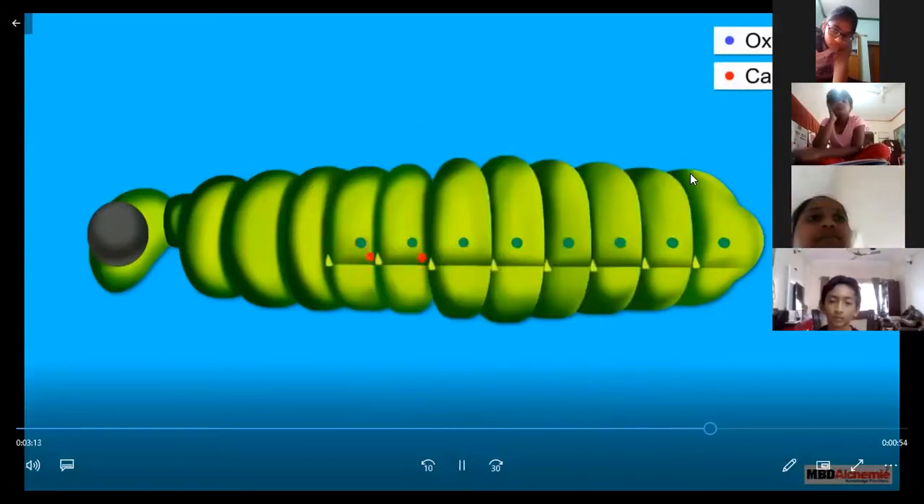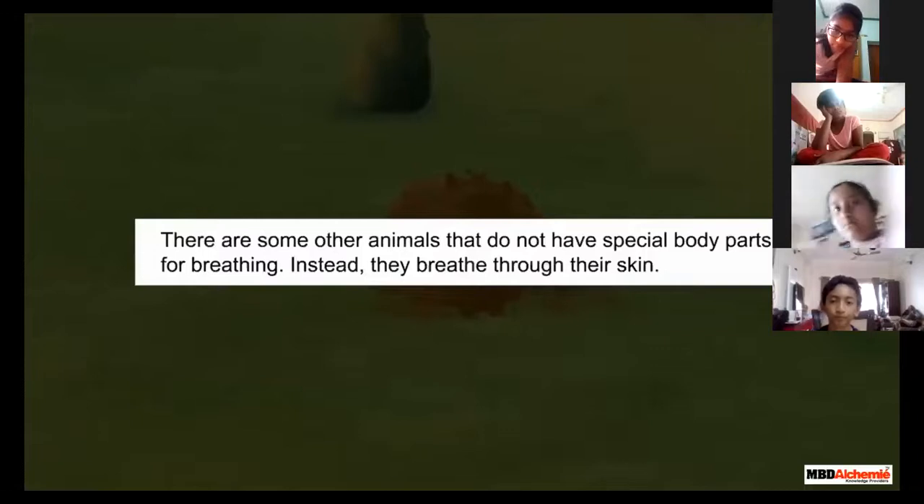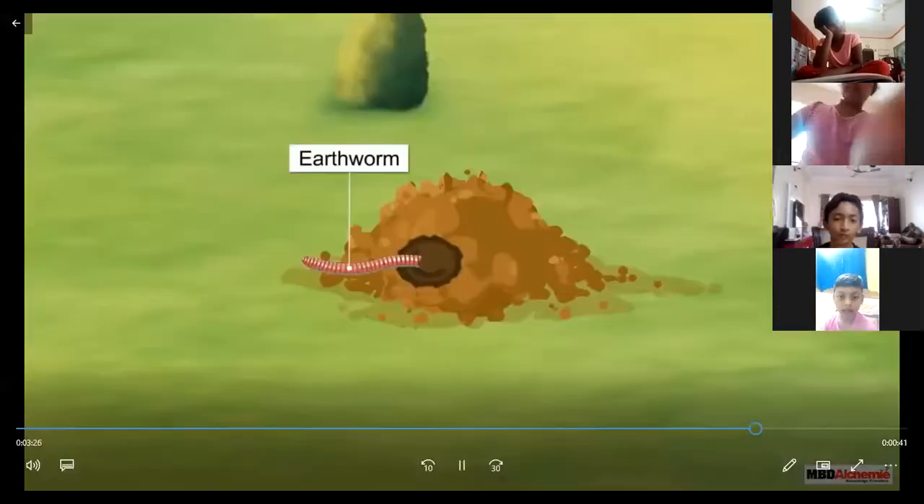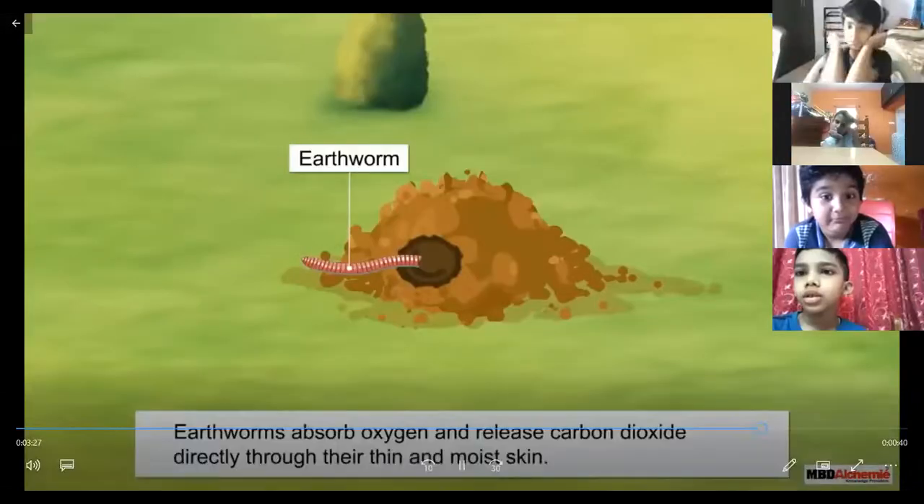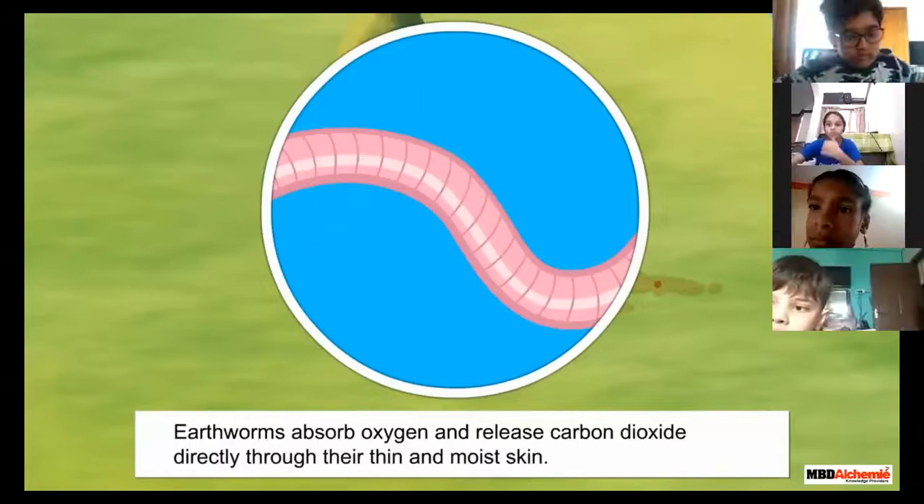Different body parts take in this oxygen and release carbon dioxide that moves out of the body through the same path. Now, there are some other animals that do not have special body parts for breathing. Instead, they breathe through their skin. For example, an earthworm. Earthworms absorb oxygen and release carbon dioxide directly through their thin and moist skin.